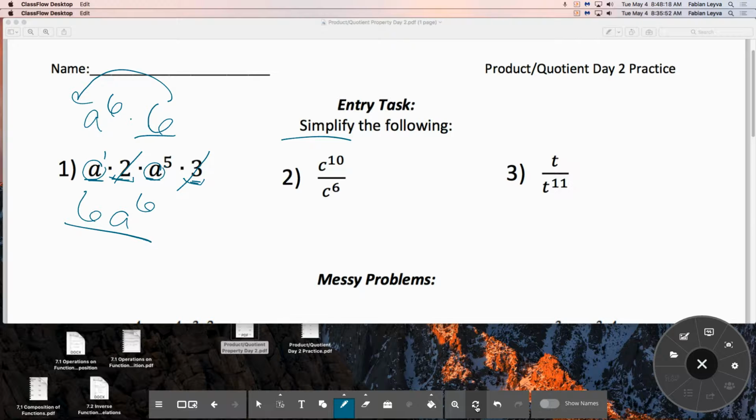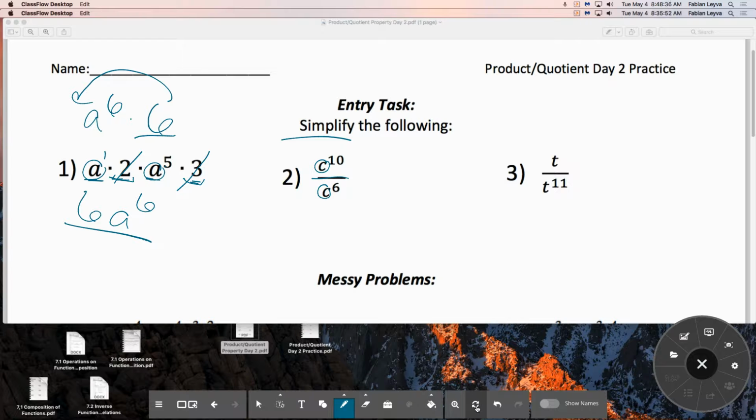Now, when we are dividing two like bases, we're going to subtract them. Now, make sure that you're training your mind that when you see a fraction it's just a division. That's literally all it is. So if I look at this, I have a base of C divided by a base of C. So I know I'm going to subtract the exponents.